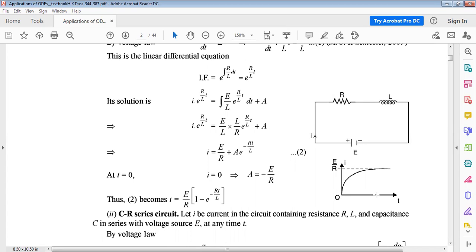So on the x-axis is t and on the y-axis is E divided by R. Understand? At time t equals 0, I is also 0. I is on the y-axis, the dependent variable, and t is the independent variable. So at the initial condition, at t equals 0, I will be 0. Then putting these values, we get the integral constant value, and this becomes the particular solution.